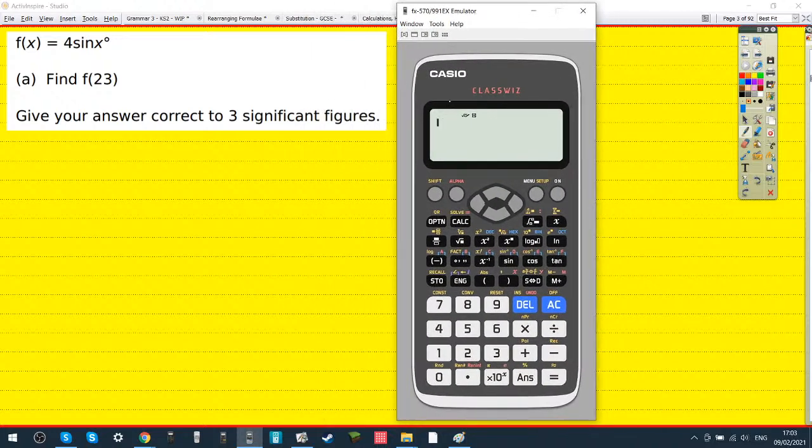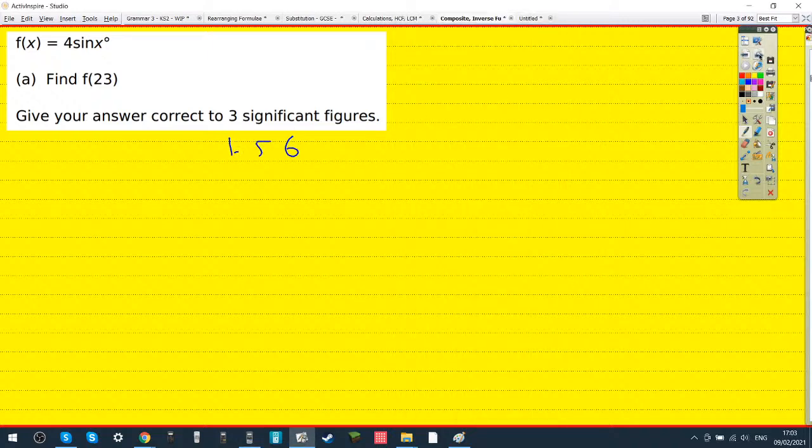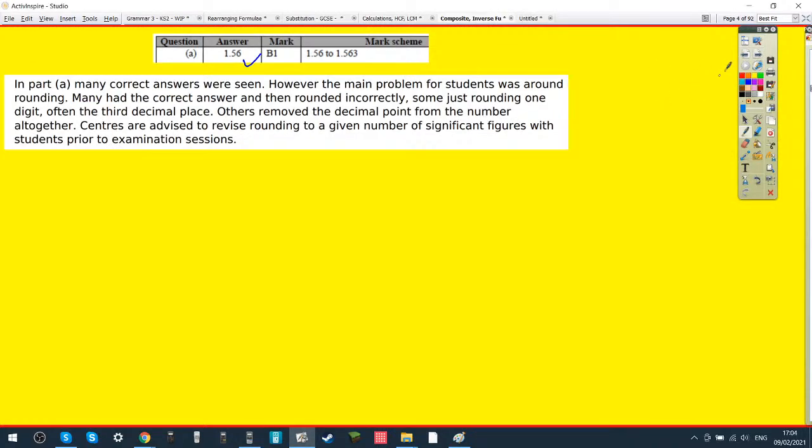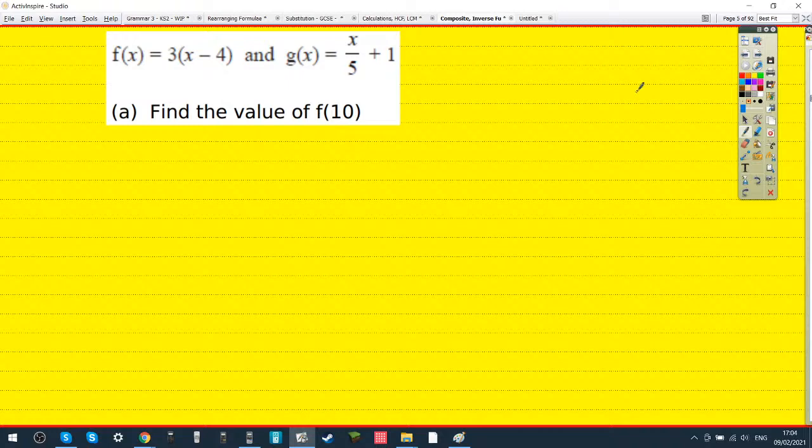So would it be 1.56? Sounds good. 1.56. That's it. Okay. How about this one? Do I have to put down a calculator? I believe it's non-calc, but that's not really the challenge for it.